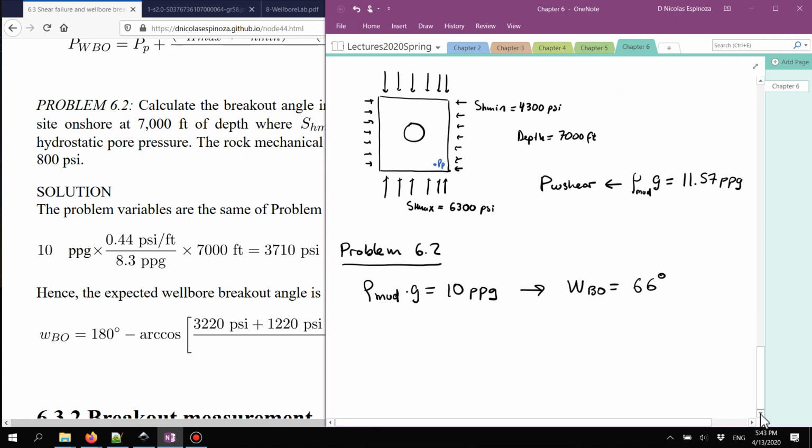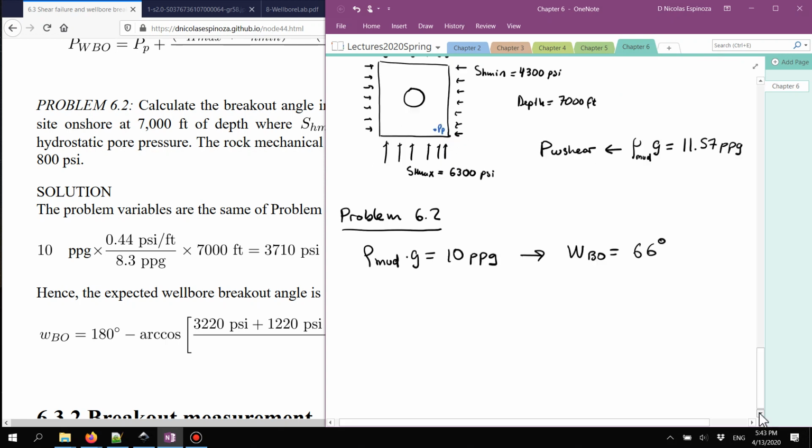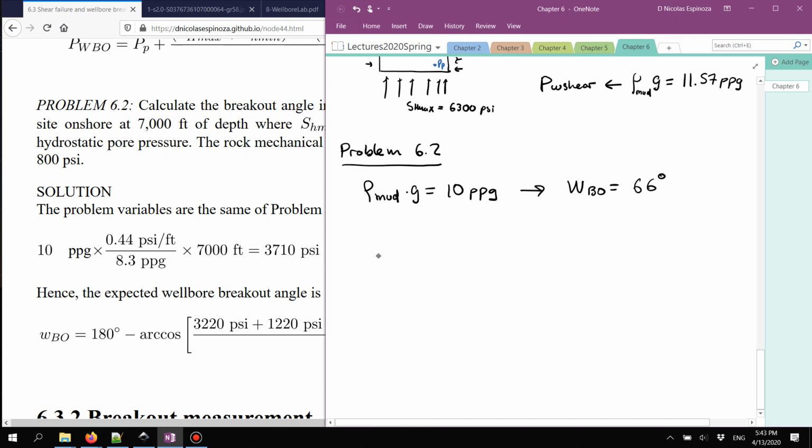Again, let me summarize this. For this particular case, I'm going to follow this convention, or well, it's not actually a convention, but I have assumed in this problem that I have SH max acting in the north-south direction. I have the wellbore.